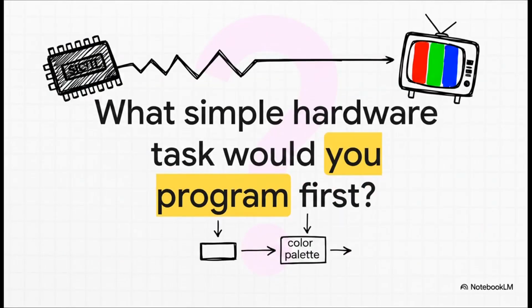So, we've just seen how to read a value from one part of the hardware and write it directly to another to sync up the screen colors. Now that you've had a little peek at just how direct this control can be, what's the first simple task that pops into your head that you'd want to program?